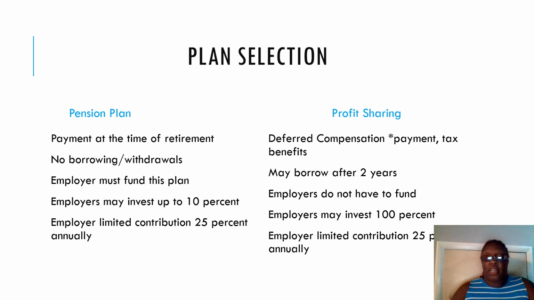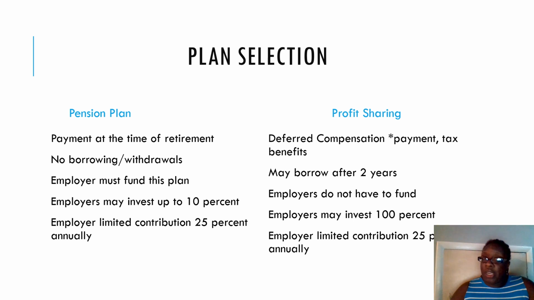Part of the plan selection, we're going to look at pension plans and profit sharing. As an employer, you can offer one or the other or even both. With the pension plans, the payment for retirement is guaranteed. The employee cannot withdraw. As an employer, you must fund this plan. There is a minimum contribution. Employers may invest up to 10%. An employer may only limit to 25% contribution annually.